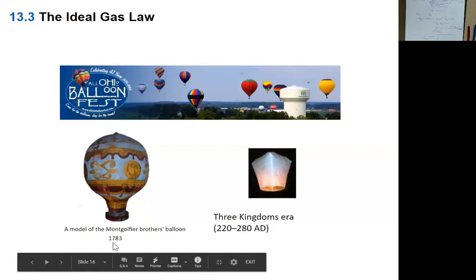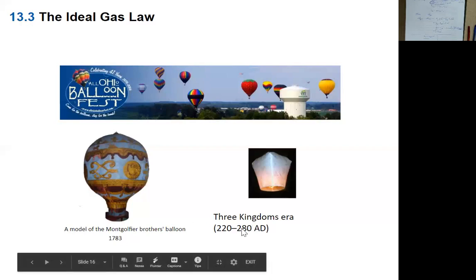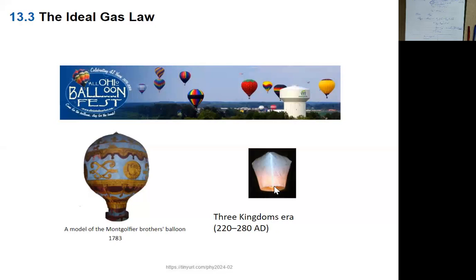So yeah, a little bit more than 200 years ago, 240 now. And then in the very ancient time in China, in the Three Kingdom era, so this is not the modern version of it. It's called the military lantern at that time, so that was used for military services.